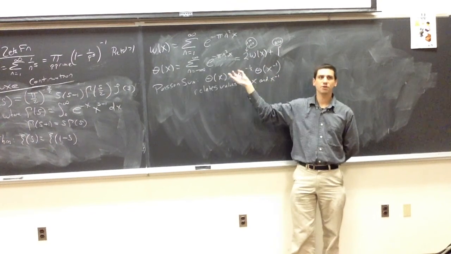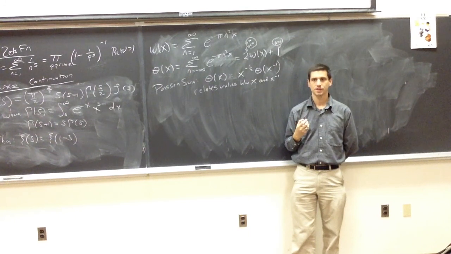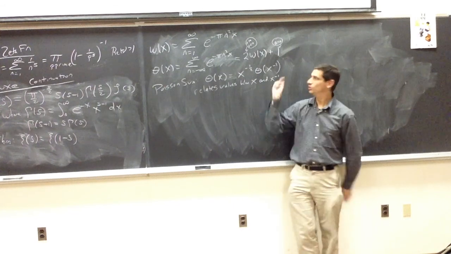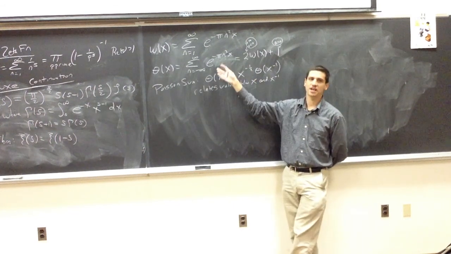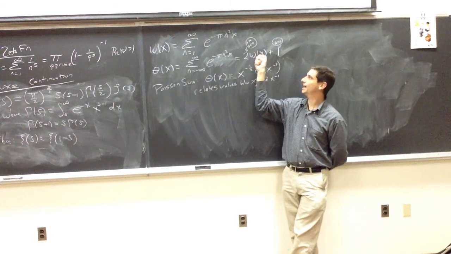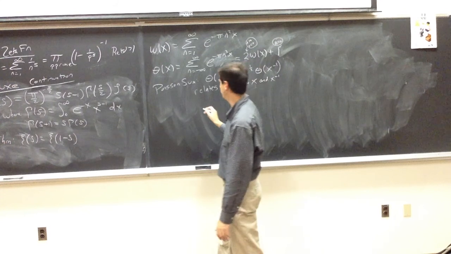If I understand how theta transforms, do I understand how omega transforms? Yes, it's roll up sleeves, do algebra, right? There's no more thinking that has to be done. There's no new Poisson summation that has to be done. I know how theta transforms. I can solve for omega in terms of theta. So this gives me a relation for omega.